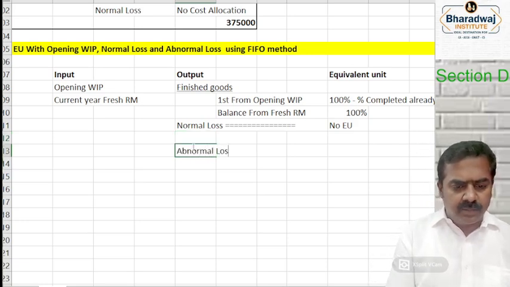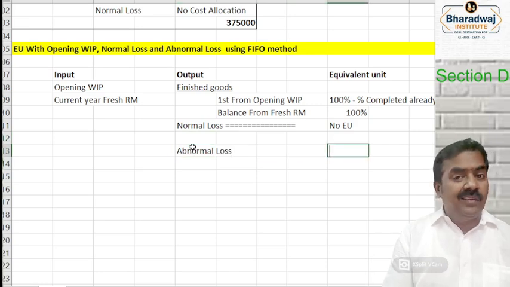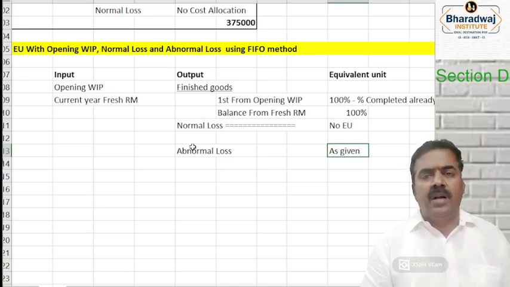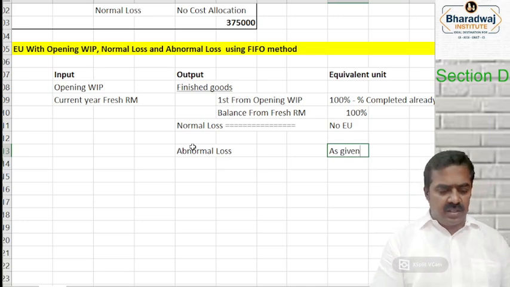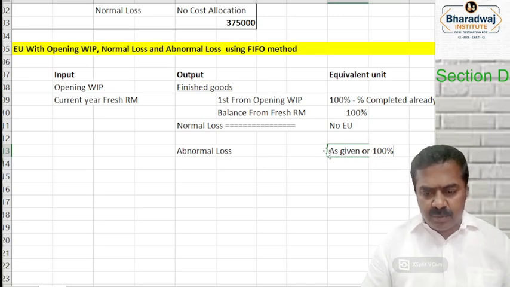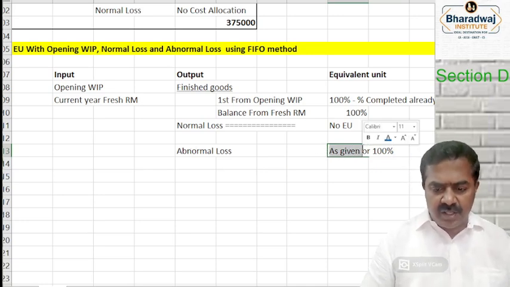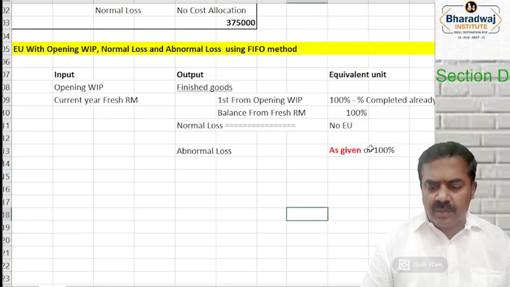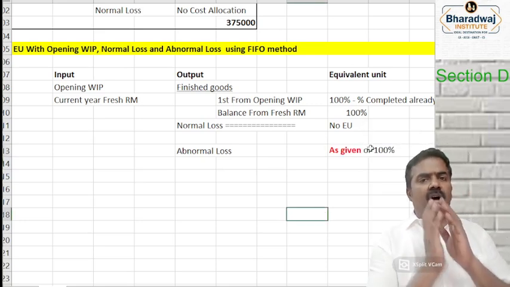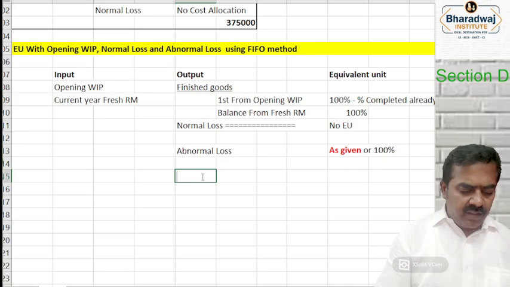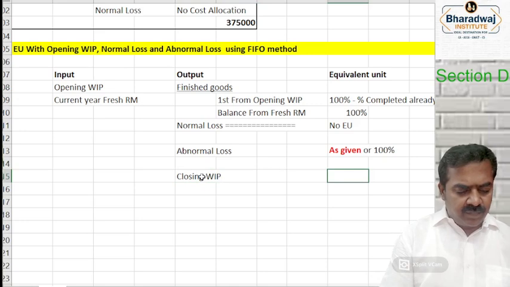Abnormal loss, they will give in the question. At what stage the abnormal defect is identified, they will give in the question. If nothing is given, you take 100%. In the exam question, they give you the abnormal loss identification stage, 40%, 50%, take it. If nothing is given in the question, you take what? We assume that 100% of the product is manufactured, then only we identify the defective. Then closing work in progress.